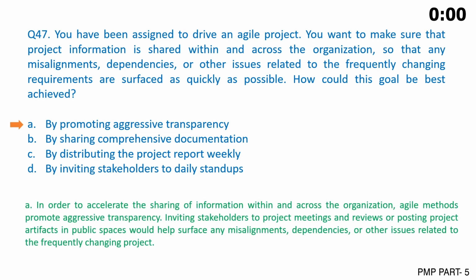The answer is A. In order to accelerate the sharing of information within and across the organization, Agile methods promote aggressive transparency. Inviting stakeholders to project meetings and reviews or posting project artifacts in public spaces would help surface any misalignments, dependencies, or other issues related to the frequently changing project.